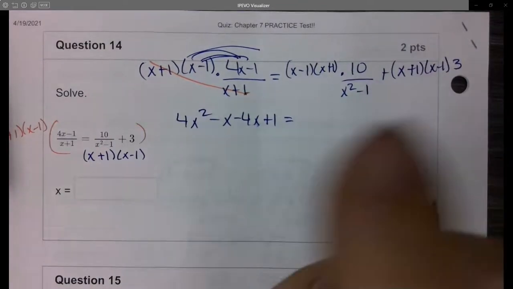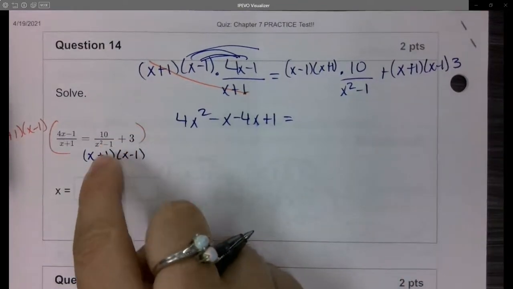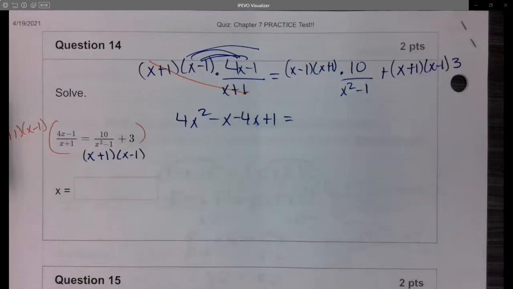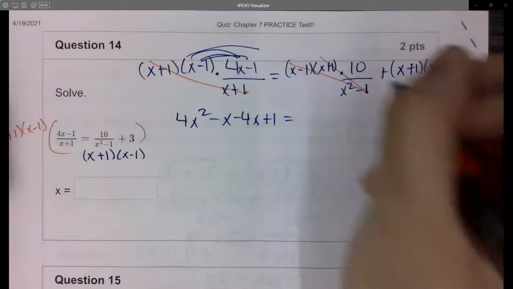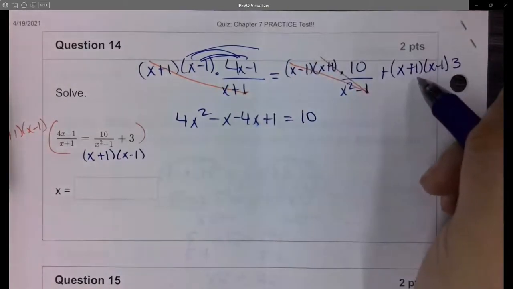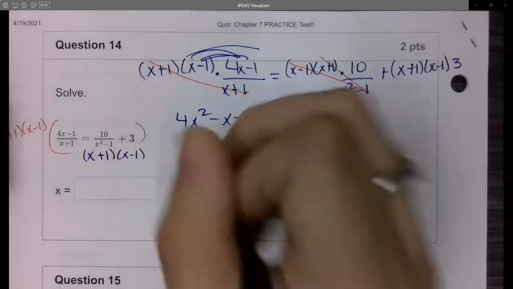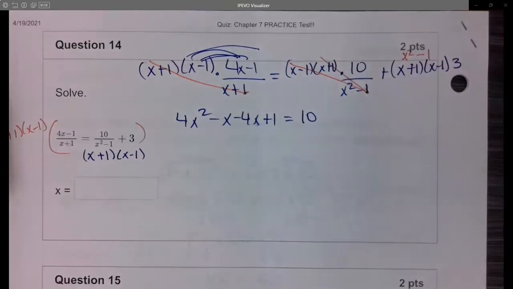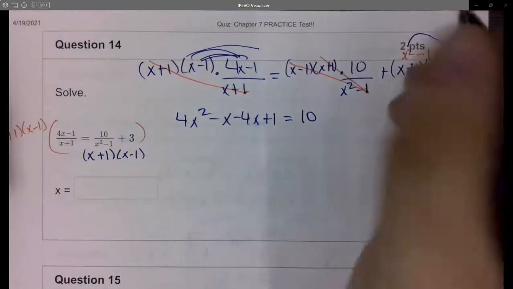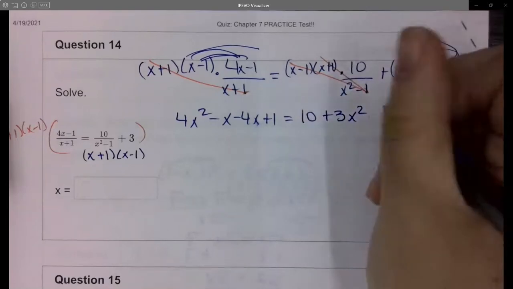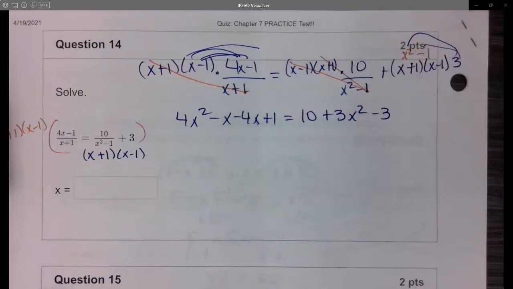On the second fraction, remember I already decided x squared minus 1 is the same thing as x plus 1 times x minus 1. So this is going to cancel out, which just leaves me with that 10. Over here, I am multiplying 3 by this, which we already said is the same thing as x squared minus 1. So I can take 3 times x squared, which gets me 3x squared. 3 times negative 1 gets me negative 3.